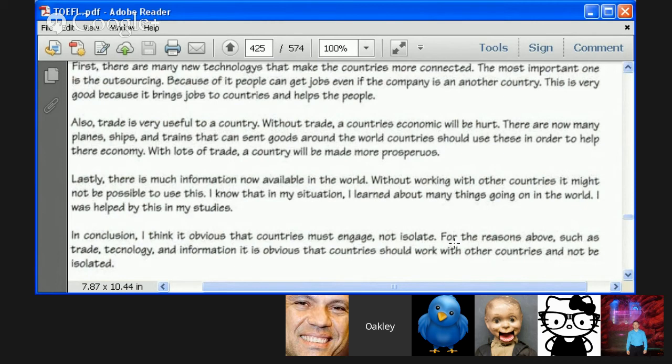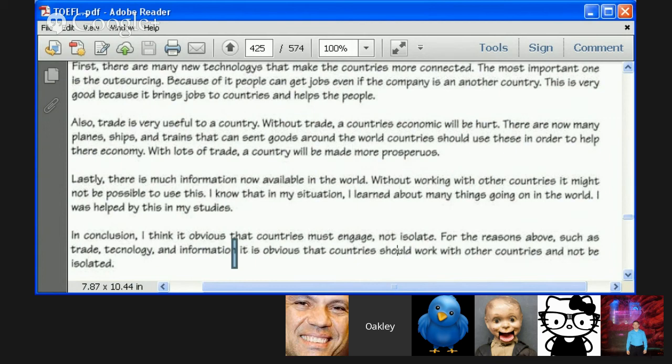Okay. Mario, for the reasons above, such as trade, technology is misspelled. The H is missing. Yes, indeed. And information, comma. Yes. It is obvious that countries should work with other countries and not isolate each other. Okay, might be better. I agree.